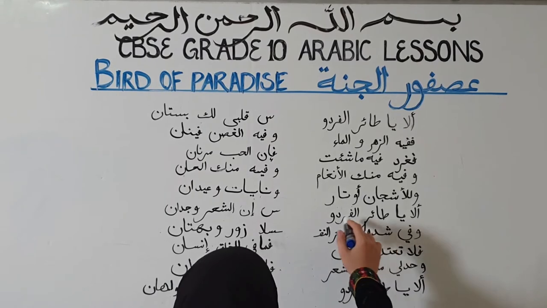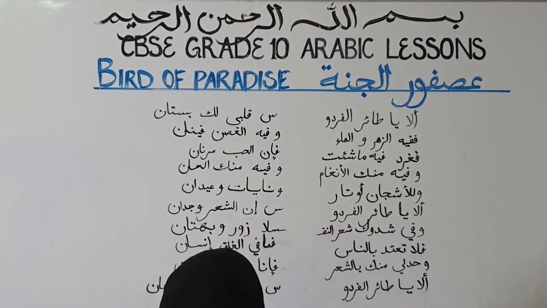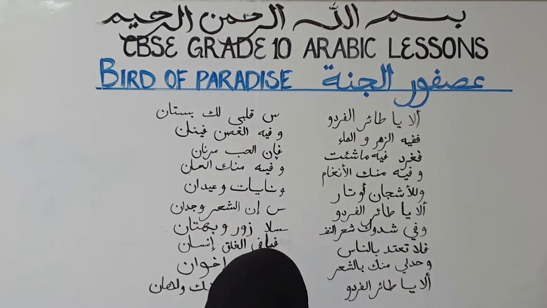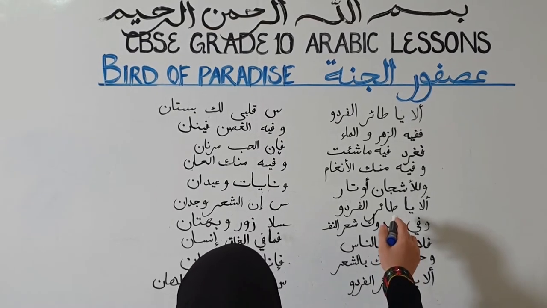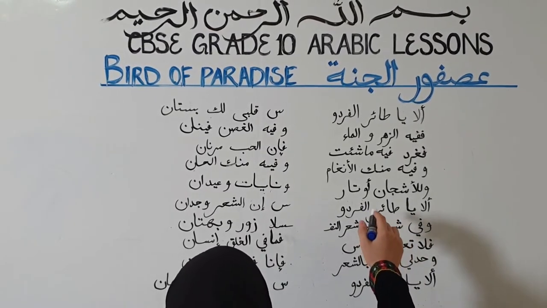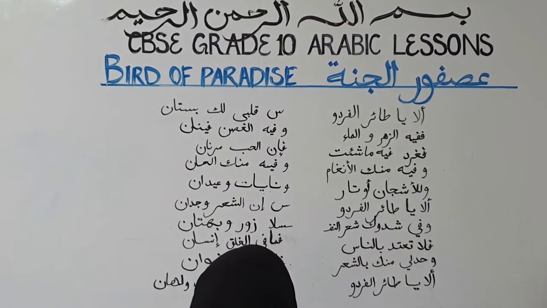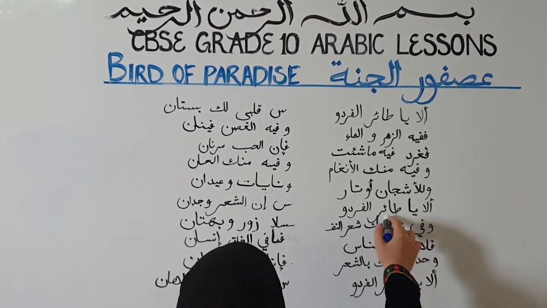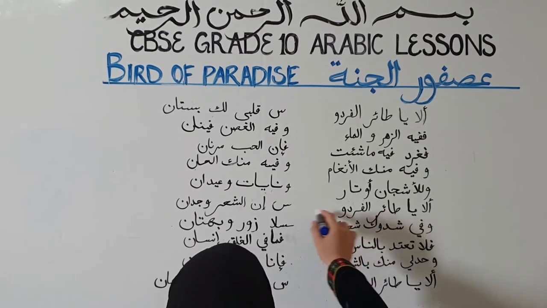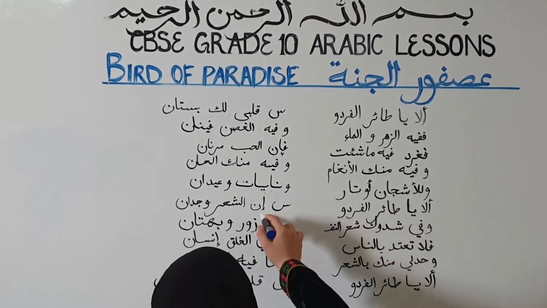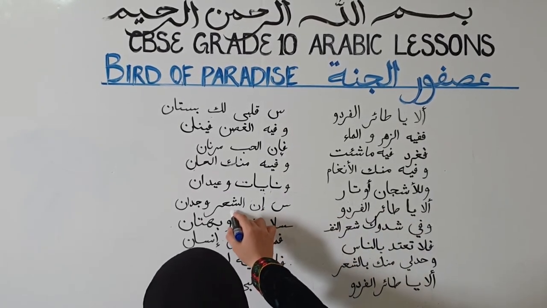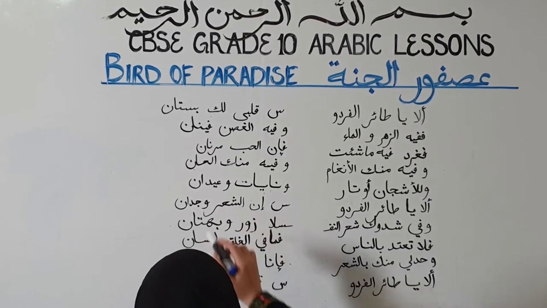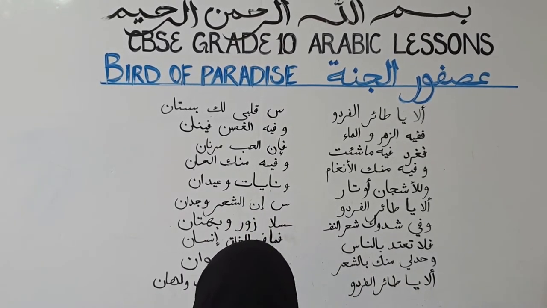Ala ya ta'ir al-firdausi inna shi'ra wijdan. He is saying to the bird, O bird of paradise, indeed, poem is a mental intuition. So again, he is calling Ala ya ta'ir, O bird of paradise, O bird al-firdausi, bird of paradise, inna shi'ra, indeed, the poem, wijdan, is an emotion or a mental intuition.